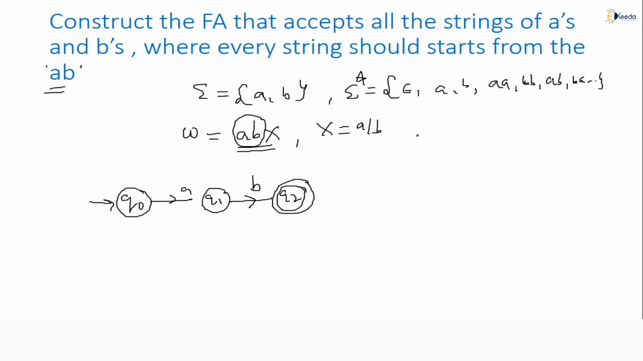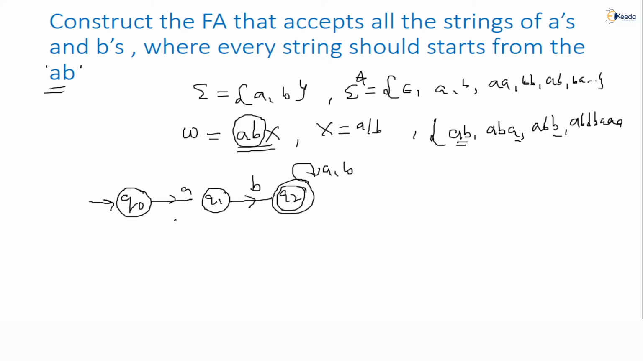So the language of the FA will be what? The minimum is AB, ABA can come, ABB can come, ABBBBAA can come. The minimum is AB, that is the reason AB is given. After that either A comes or B comes or any number of A's and B's come. Simply this must be accepted here. So this is the transition for AB and AAB.